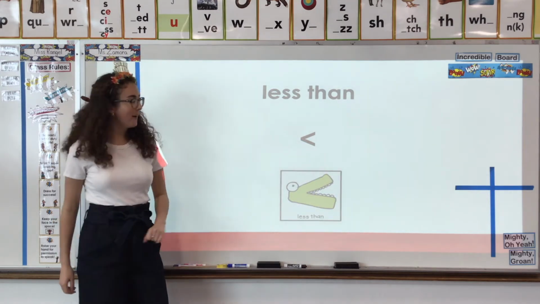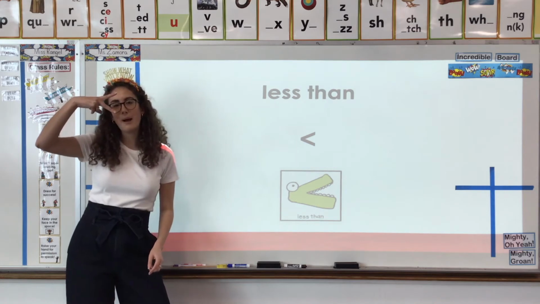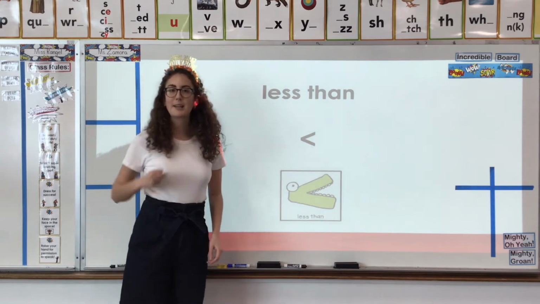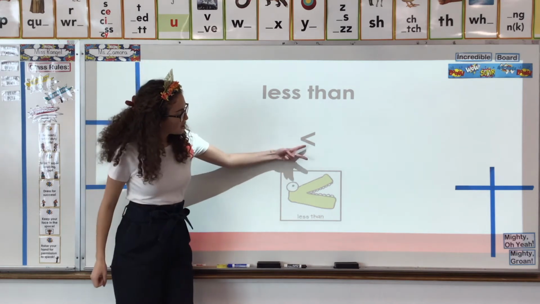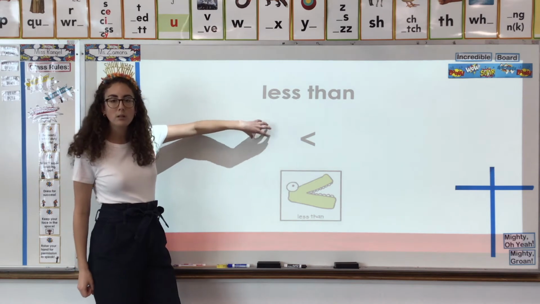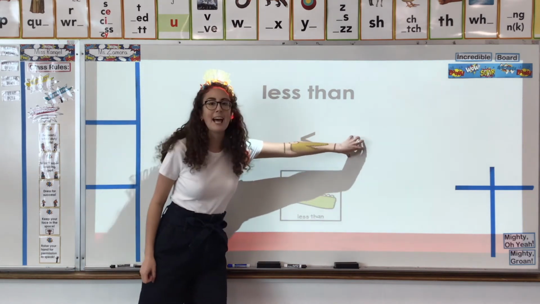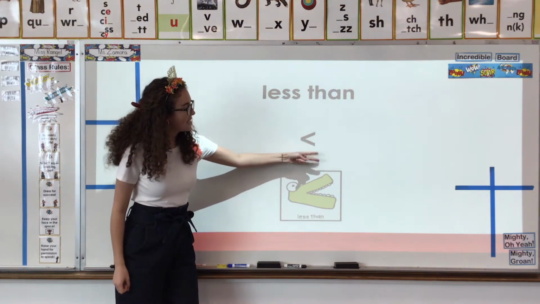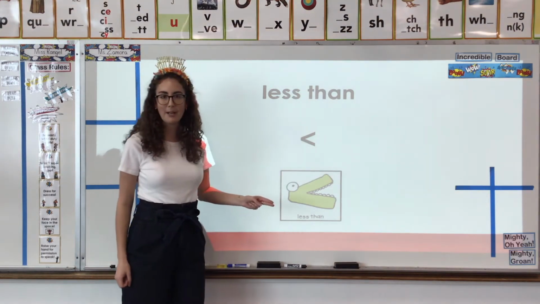You could also think about it as an alligator mouth. In an alligator mouth, it wants to chomp the bigger number. So with less than, we know first is small, a number is less than the second bigger number. So the alligator mouth is going to go towards the bigger number.